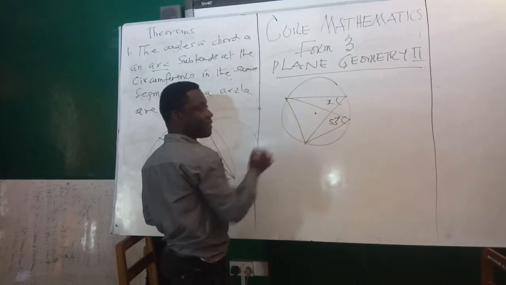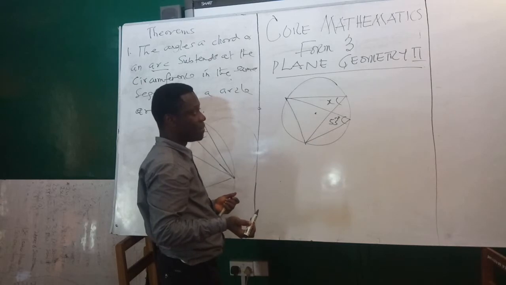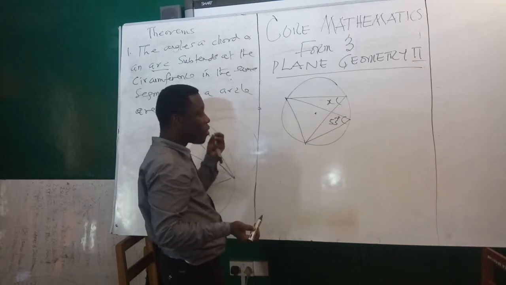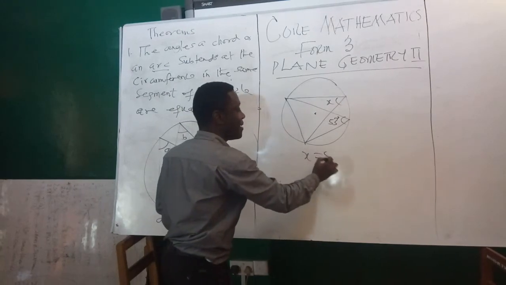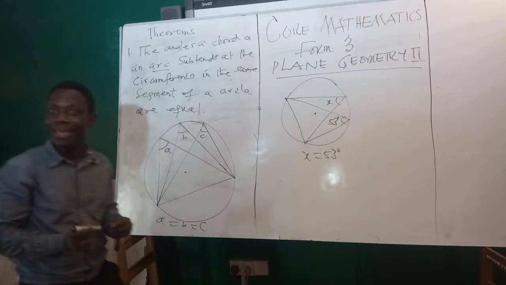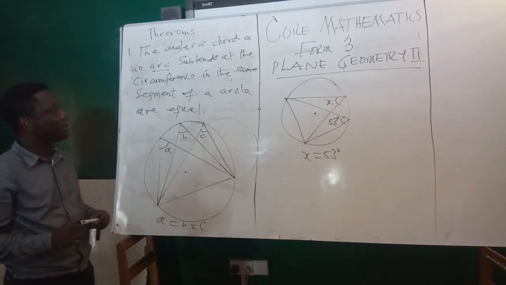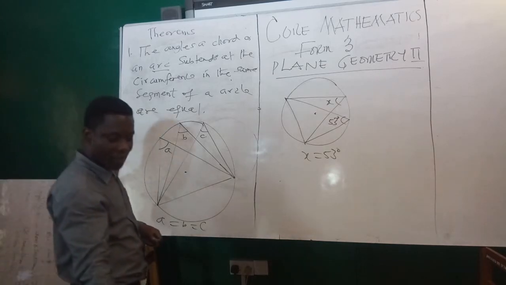Or if the chord is still there, whether it's there or not, we are referring to the same thing. Then you can safely say that because all those conditions are there, your X is simply equal to 53 degrees. So that explains our first theorem. I hope it's very, very clear to all of us.